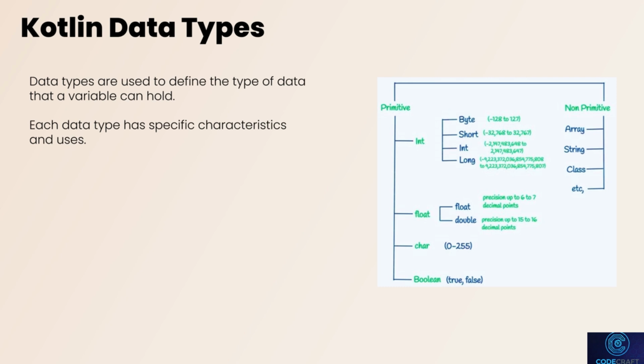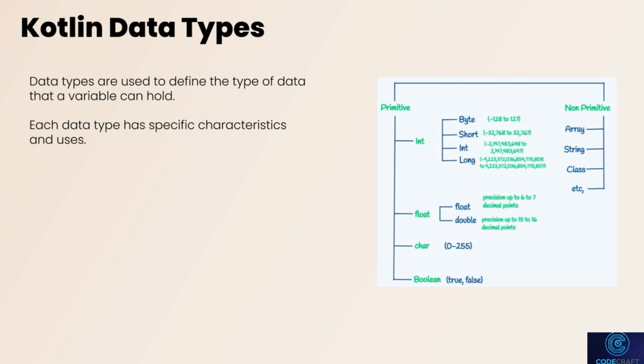Non-primitive data types, also known as reference types, are more complex data structures that don't directly represent values, but instead hold references to objects or data structures. In Kotlin, non-primitive data types include strings. The string type represents sequences of characters.